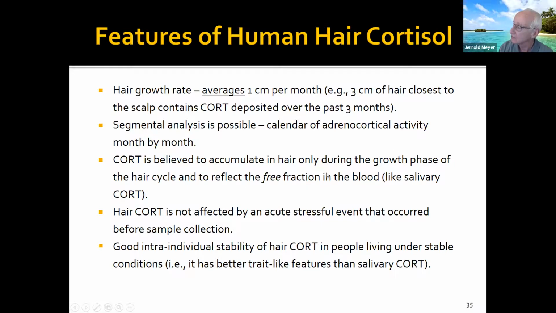I mentioned, I think, that cortisol, we think, only accumulates in hair during the growth phase. And like salivary cortisol, we think it reflects the free fraction. So just like cortisol has to diffuse into the salivary cells, those acinar cells, to get into saliva, it has to diffuse into the hair follicles, the cells in the scalp and the skin that make the hair shaft. And the hair shaft is extruded from the follicular cells. So the free cortisol diffuses into those cells. One of the beauties, unlike salivary cortisol, is that hair cortisol doesn't appear to be affected by an acute stressful event that occurred before sample collection.